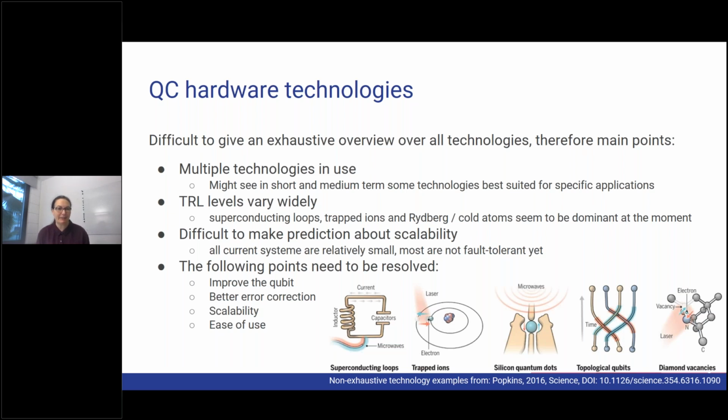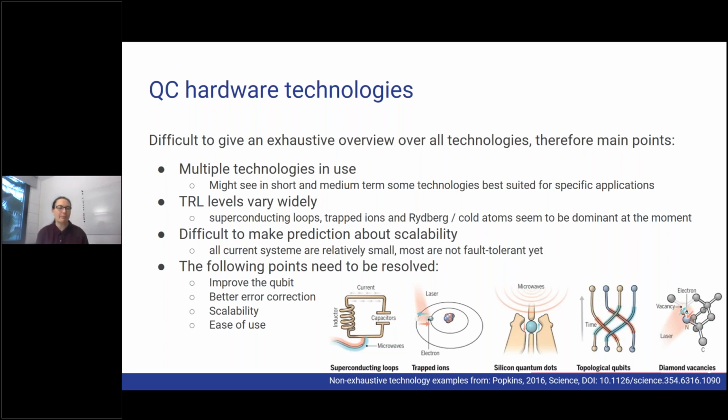Also, the technology readiness levels of the different technologies vary widely. So at the moment, we are seeing that superconducting loops, trapped ions, Rydberg atoms, and cold atoms are progressing really nicely on these technology readiness levels. However, it doesn't mean that other technologies might not be as good and can be used in future.